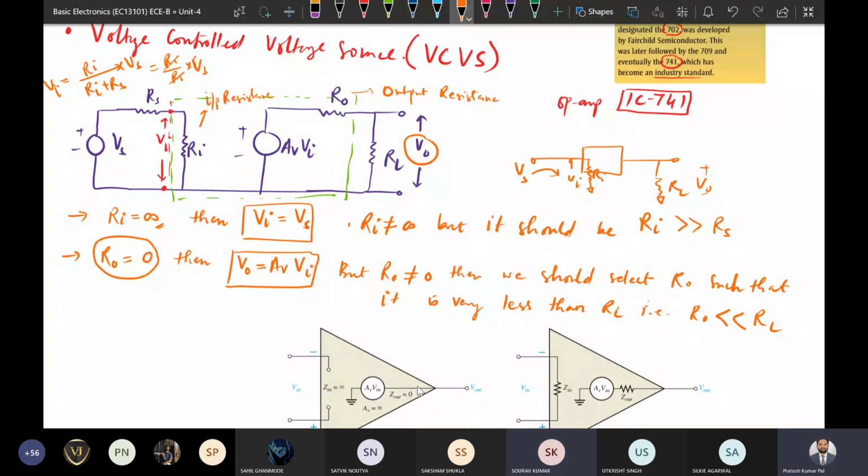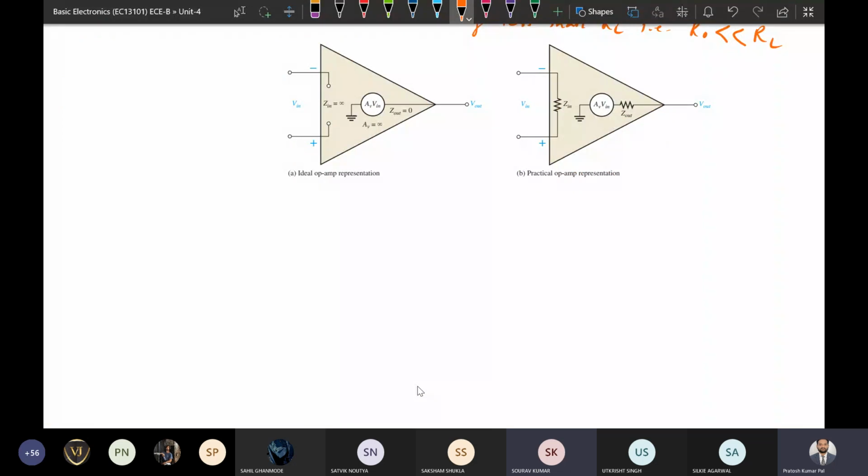Next we will see how the ideal and practical operational amplifier are different from each other. So this is the operational amplifier symbol. In that there are two inputs. Negative means inverting, positive means non-inverting.